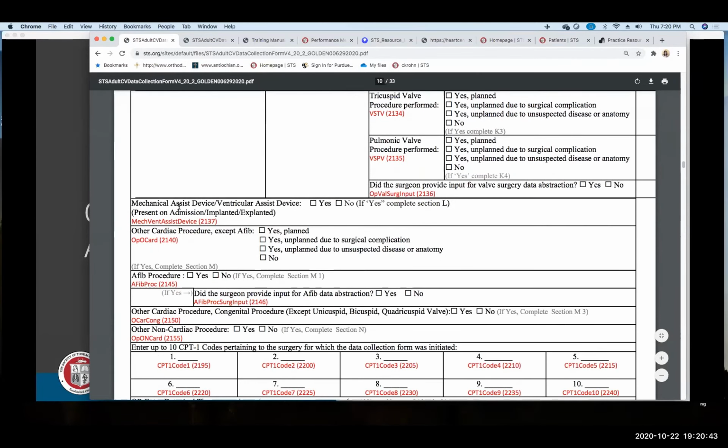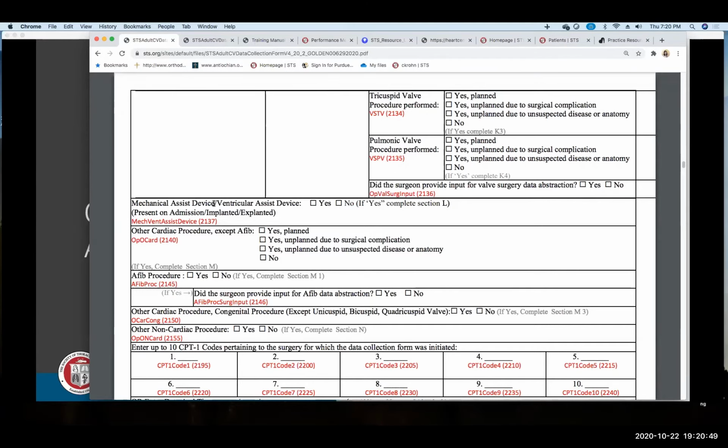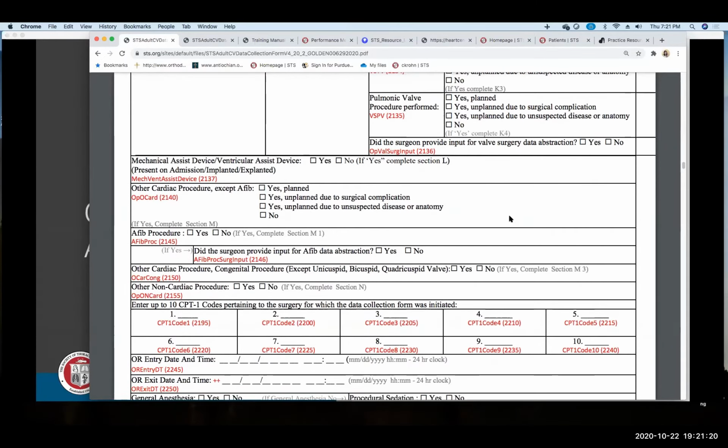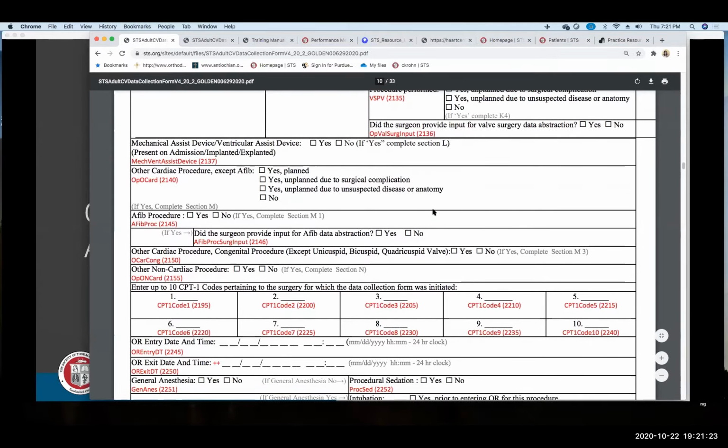We also collect more granular data on mechanical assist device and ventricular assist device. The mechanical assist device, we're intending to collect data on short-term assist devices. The ventricular assist device also is intended for short-term use, where we see those. However, we do have sites that collect both in the STS registry, adult cardiac, and in the STS Intermacs if they want to dual capture their long-term devices. Some sites do that, just so that they have a complete set of data for all of their cardiac surgery patients through the STS adult cardiac.